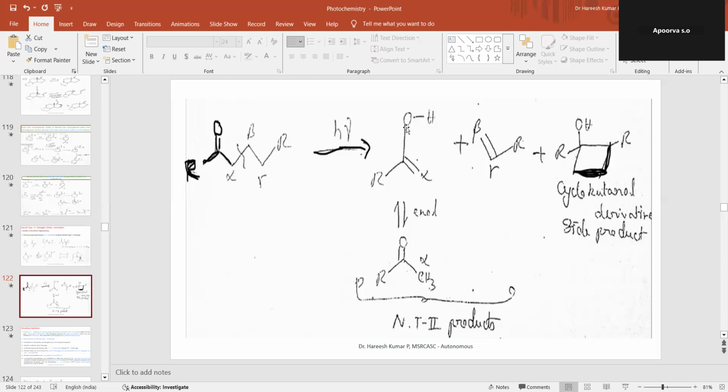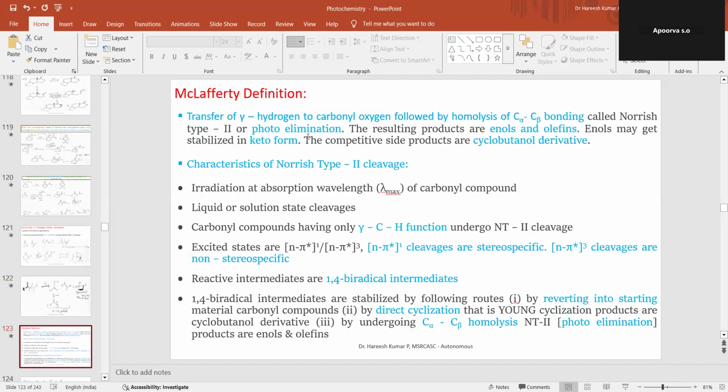Then you know that the enol can be converted into the keto form, which is more stable. So the enol is stabilized through keto-enol tautomerism. Overall, you can remember that Norrish type II reactions mean the carbonyl compounds having gamma hydrogen undergo Norrish type II reactions. So let's look into what the McLafferty rearrangement is, and also what the characteristics of Norrish type II cleavages are.